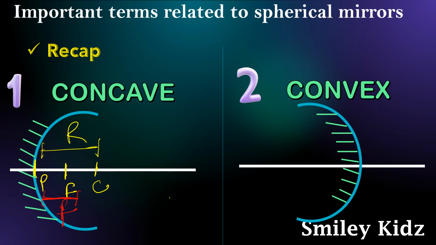Now, what about convex? This is the center of curvature, this is the pole, and the common point of intersection behind the mirror is the focus. The distance between P and C is termed as the radius of curvature, and the distance between F and P is termed as the focal length.